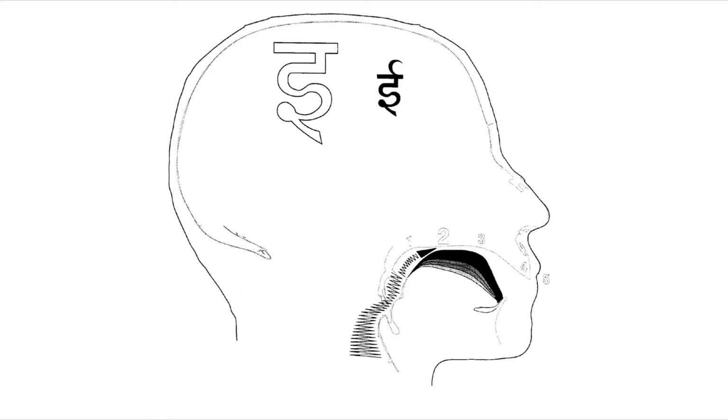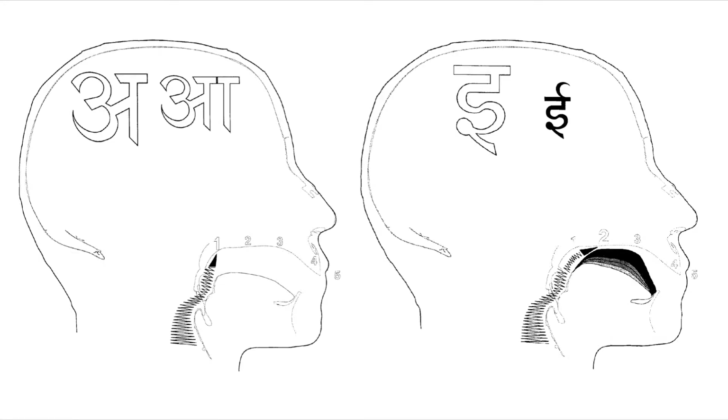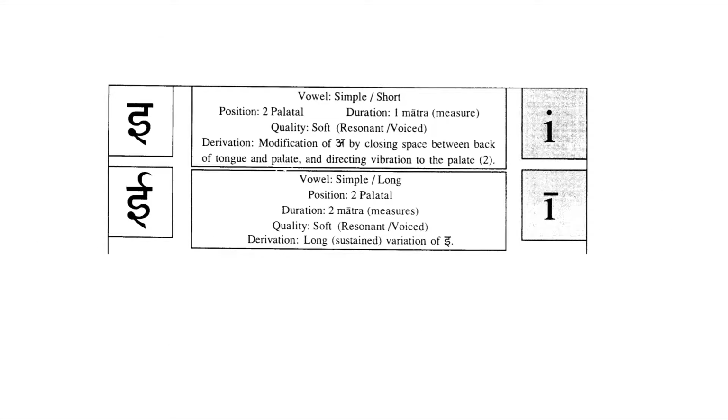E, E, E. And compare it with the sustained sound at position 1. Ah, E, Ah, E. The 2 sounds at position 2: short, 1 matra, E.